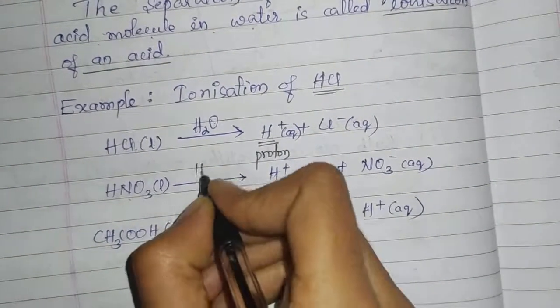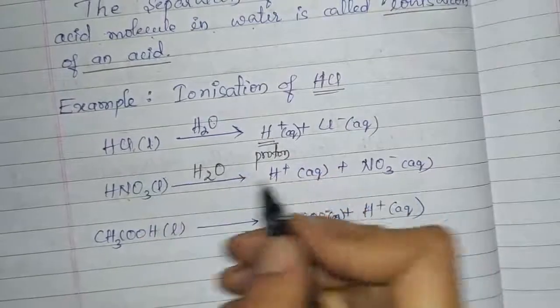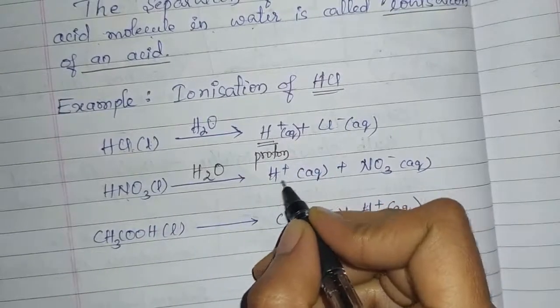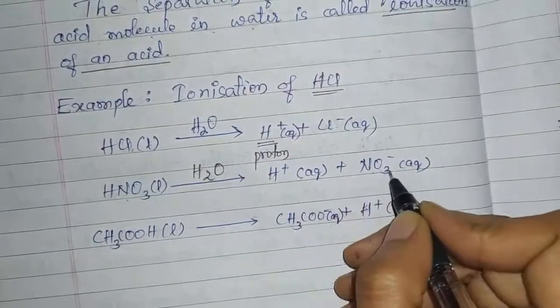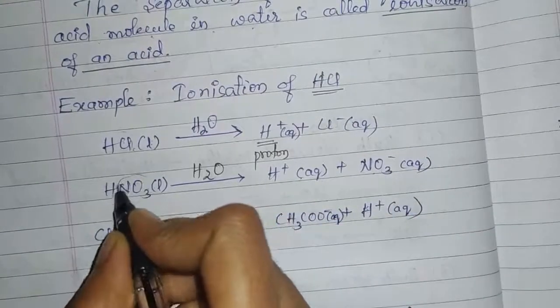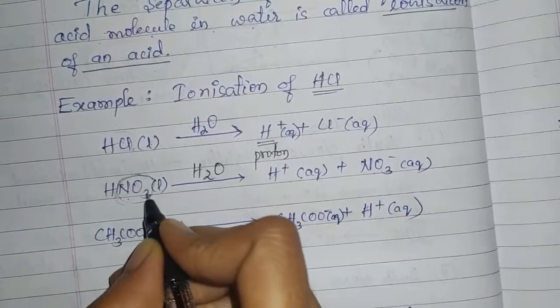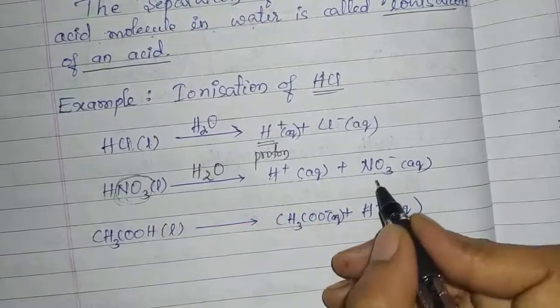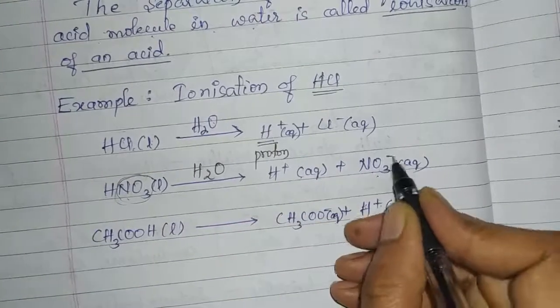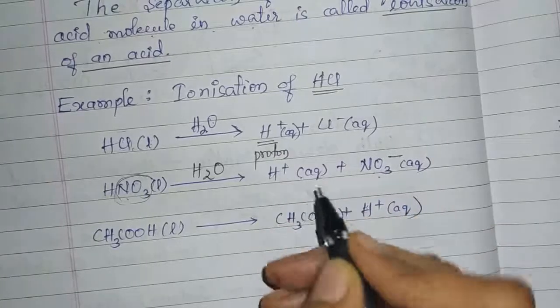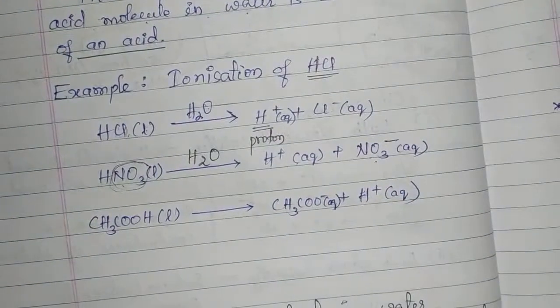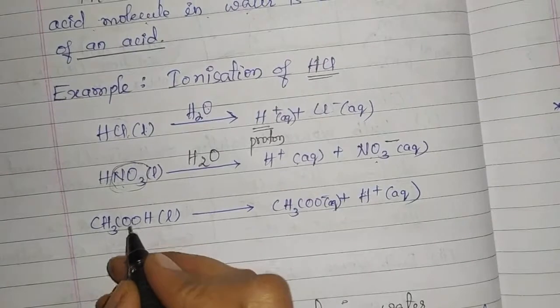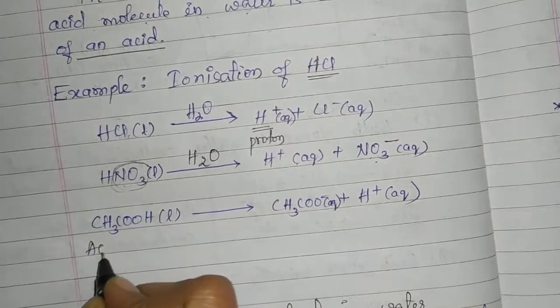Similarly, we will see nitric acid. When it is added to water, again it breaks into a proton or hydrogen ion and nitrate ion. Here this is the negatively charged part, so this is nitrate ion. This is the negatively charged ion and this is the positively charged ion. Similarly, see here, this is acetic acid.